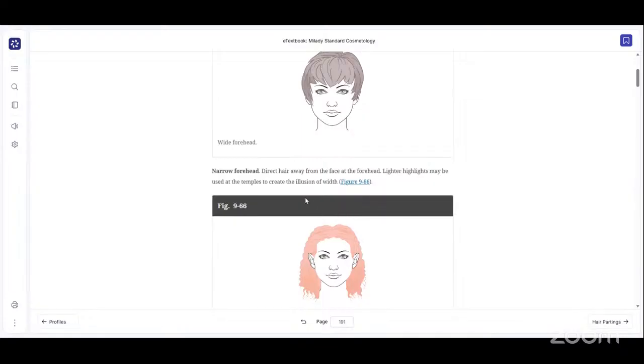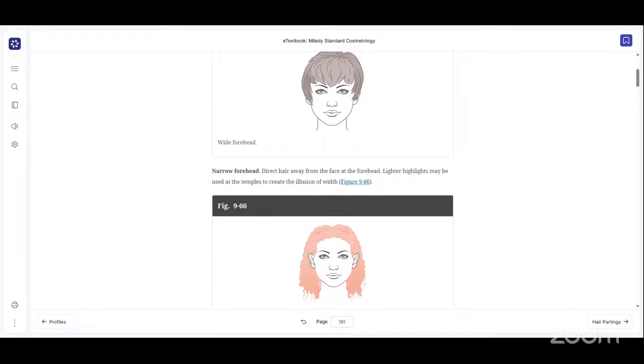This is also just a repeat of when we looked at the facial shapes. We're talking about a diamond facial shape that has a smaller, narrow forehead. So pull the hair off the face and that opens up the forehead. Pull the hair off of the face, it opens up that forehead area and makes it seem bigger.